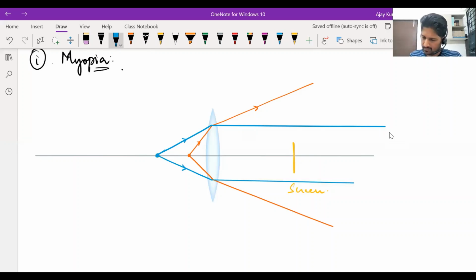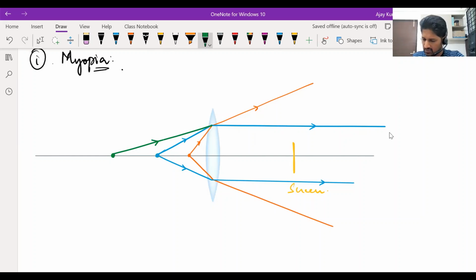Consider another object somewhere here. We are considering point objects only, but you know how to draw images of extended objects also. Same logic can be used. At the same distance, extended object images also will form. Now this ray has to bend towards the principal axis. Now the one coming from the blue dot was going parallel to the principal axis. Now from the green dot, if the ray which is incident bends towards the principal axis, there is a chance that the image forms on the screen.